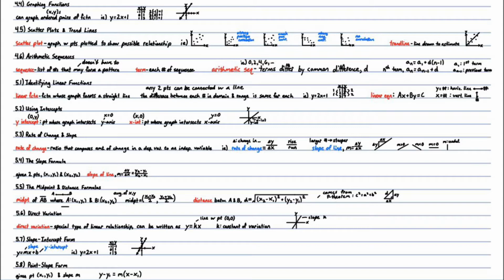The midpoint and distance formulas. The midpoint of segment AB has an x coordinate of the average of the 2 x coordinates, x1 plus x2 divided by 2. Same with y: y1 plus y2 divided by 2.